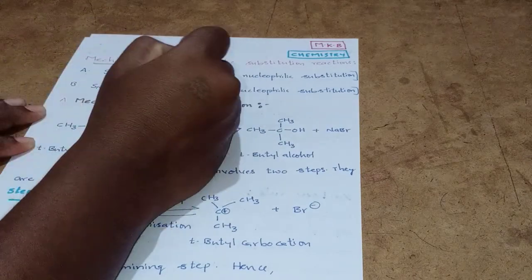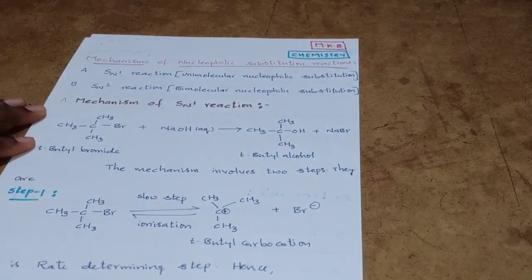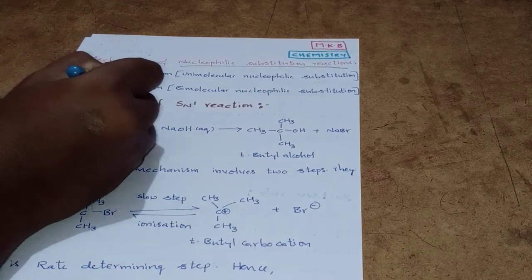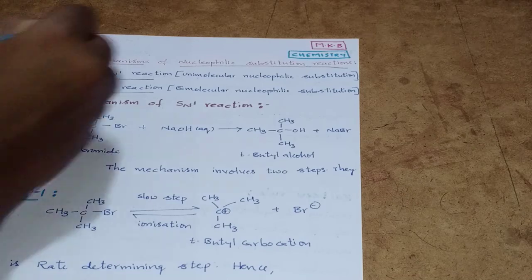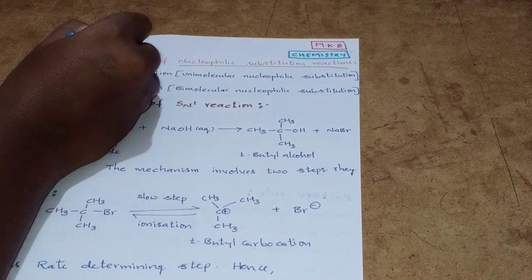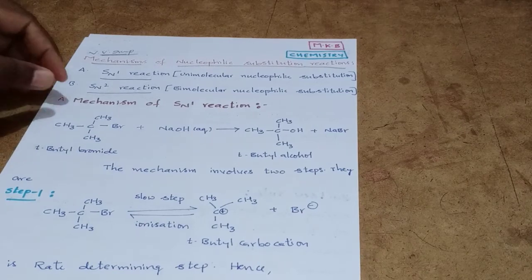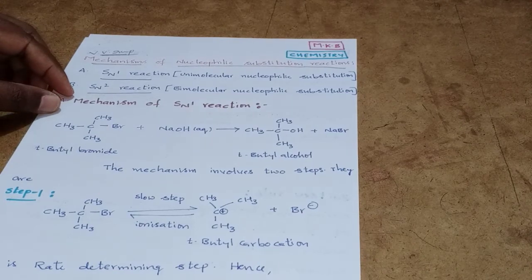Generally, a nucleophilic substitution reaction of alkyl halide may be of two types. One is the SN1 reaction, the other one is the SN2 reaction. Very, very important. The first one: mechanism of SN1 reaction.